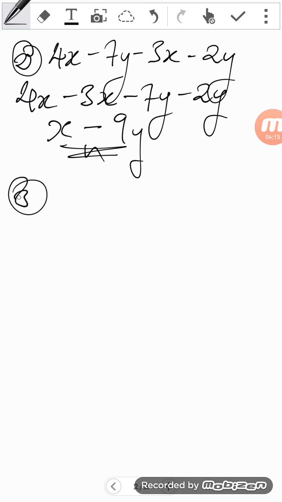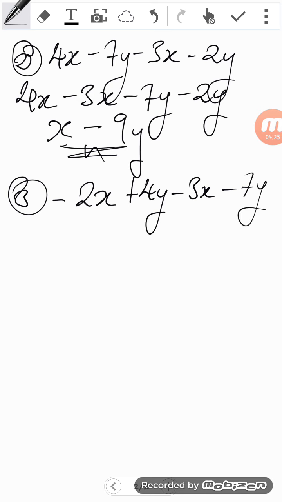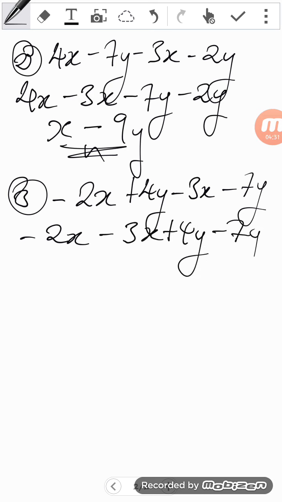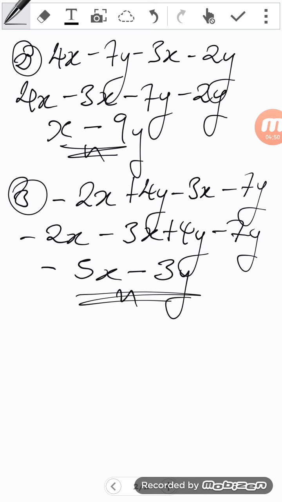Let's look at another example. Let's say you're having negative 2x plus 4y minus 3x minus 7y. If we collect the like terms, we'll be having negative 2x minus 3x plus 4y minus 7y. Now these are same signs, you add, so you'll be having a negative 5x. Then here different signs, subtract, so you'll be having a negative. If you subtract here, you'll be having what? Yes, a 3y. Now since x and y are not the same, it's your final answer.